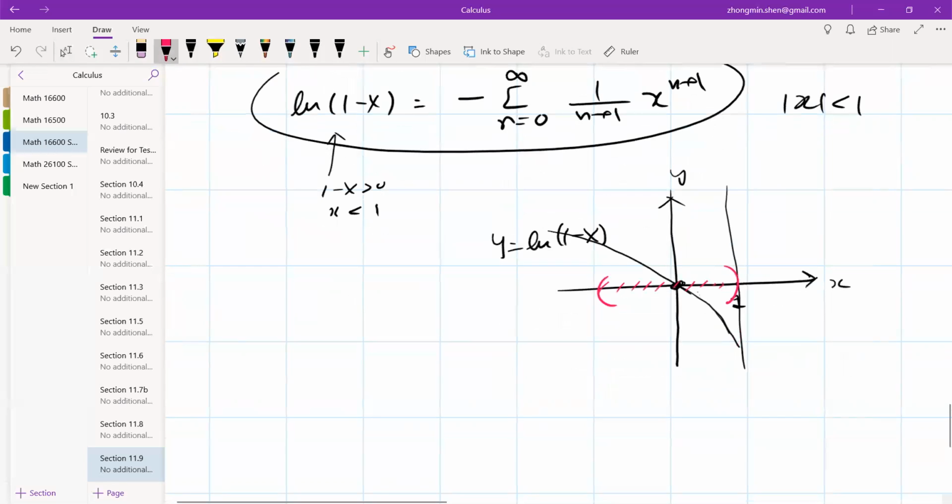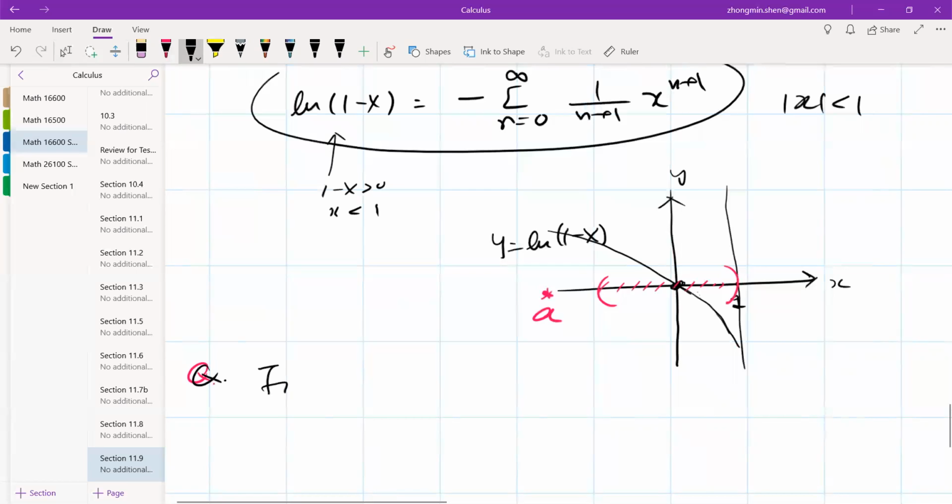Then you say, then how about somewhere else? For any number a which is less than 1, can I find a power series representation around a? The answer is yes. Okay, how to do that? Here's the question.